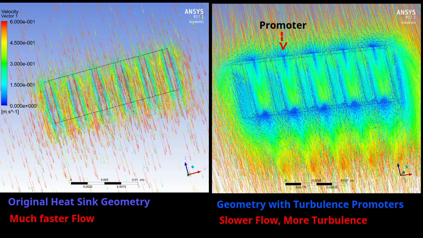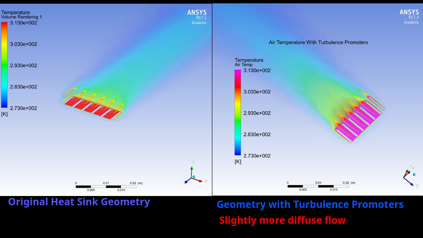The velocity vector graphs for the two geometries appear as expected. There is some decrease in the flow velocity due to the turbulence promoters. They do appear to cause a turbulent flow to develop within the heat sink channels. The temperature distribution of the air as it leaves the two heat sinks is similar, but the distribution coming off the heat sink with the turbulence promoters has a marginally more diffuse temperature distribution.